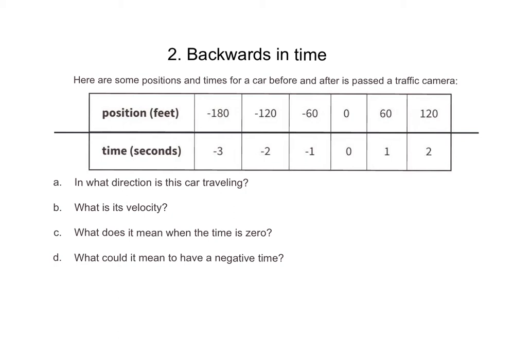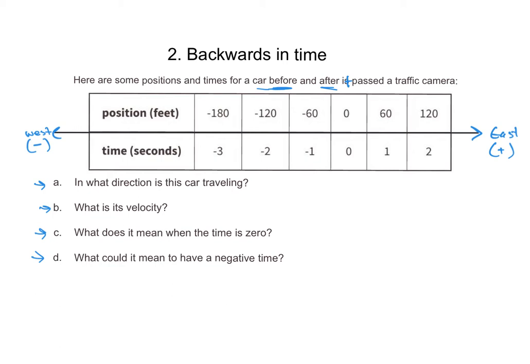So here are some positions and times for a car before and after it, sorry for that typo, passed the traffic camera. We are being asked: in what direction is our car traveling, what is its velocity, what does it mean when time is 0, and what could it mean to have negative time? To get us situated, I'm going to imagine we have this number line right here in the middle between position and time. So over here is east, or all of our positive values, and over here is west, or all of our negative values.